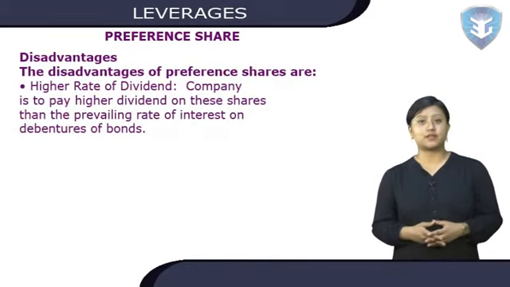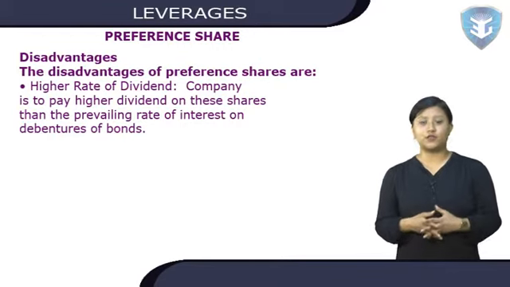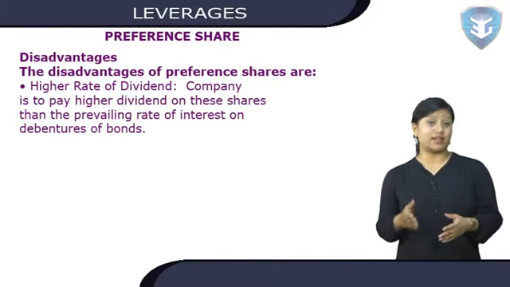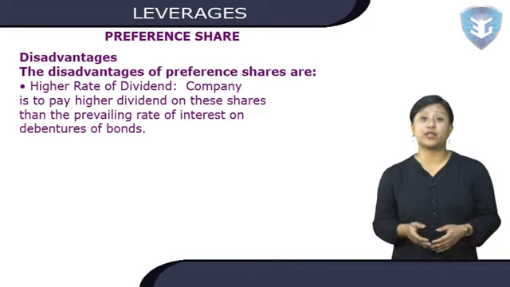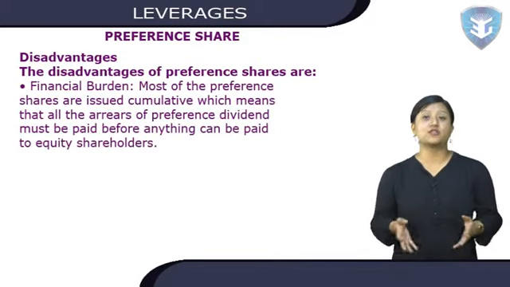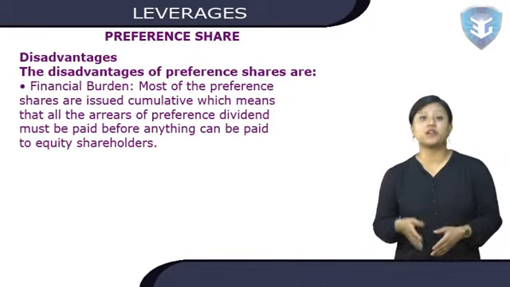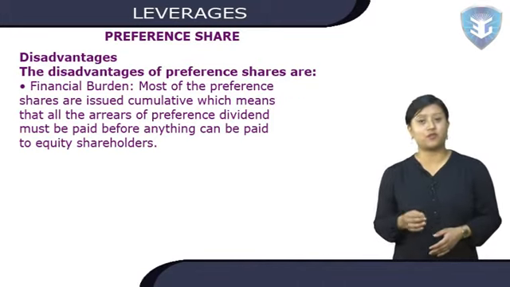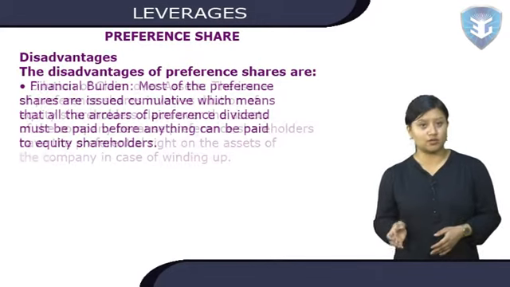Disadvantages of preference shares. Higher rate of dividend. The company has to pay a higher dividend on those shares than the prevailing rate of interest on debentures or bonds. Financial burden. Most preference shares are issued cumulative, which means that all the arrears of preference dividend must be paid before anything can be paid to equity shareholders.